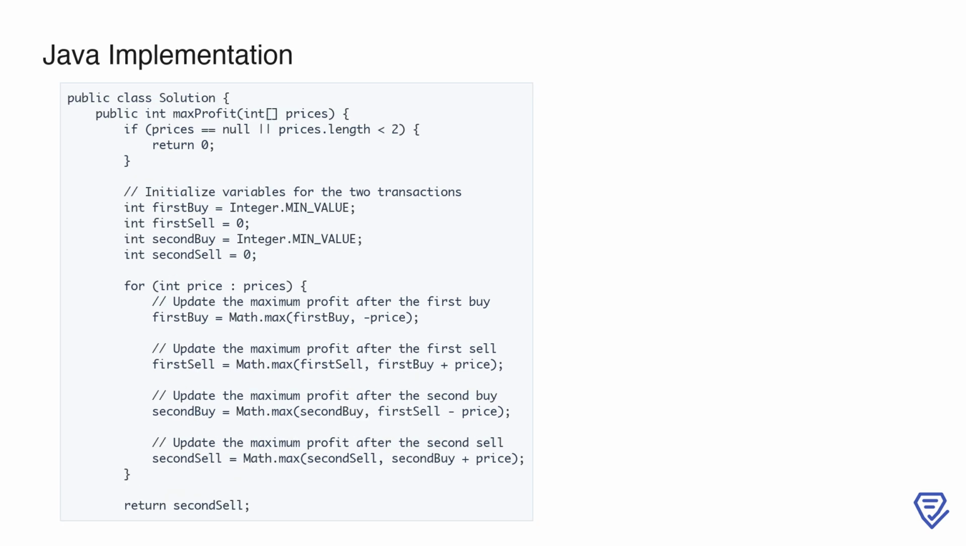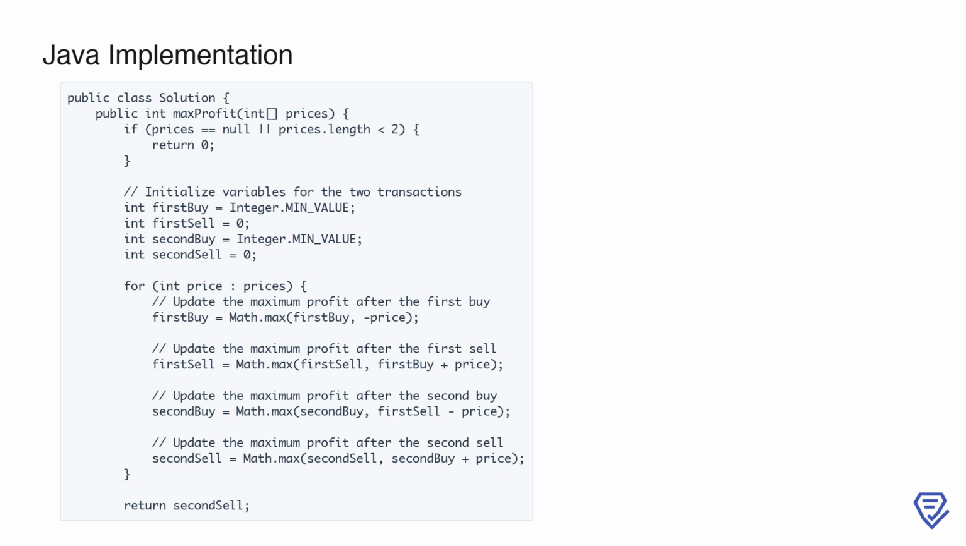Here, we are implementing the solution to find the maximum profit from at most 2 transactions using Java. First, we define a class named Solution and create a method called maxProfit that takes an array of prices as input. If the array is null or has fewer than 2 elements, we return 0 since no transactions can be made. Next, we initialize 4 variables: firstBuy, firstSell, secondBuy, and secondSell. These will help us track the maximum profit at different stages of the 2 transactions. firstBuy and secondBuy are initialized to Integer.MIN_VALUE to ensure we correctly calculate the profit during the subtraction, while firstSell and secondSell are initialized to 0.